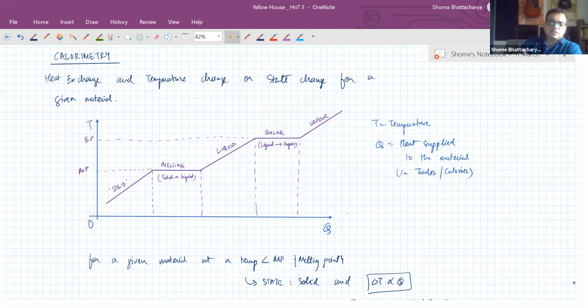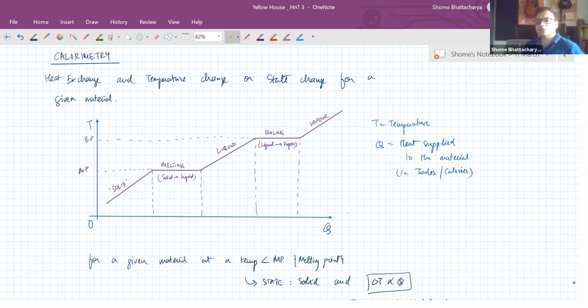So that's why the graph is a straight line in the first section. For the temperature less than melting point, you can see the relationship between temperature and heat supplied Q. It's a straight line graph. That means there is direct proportionality. So that means the heat supplied is some constant multiplied by temperature change.